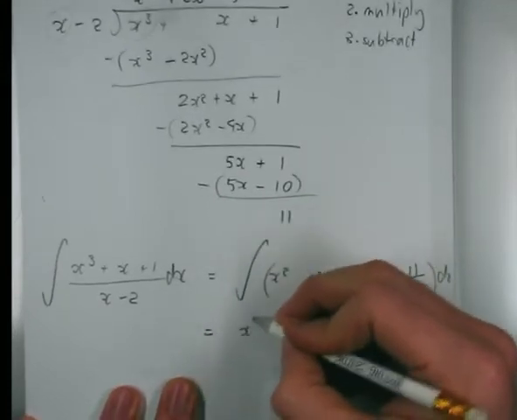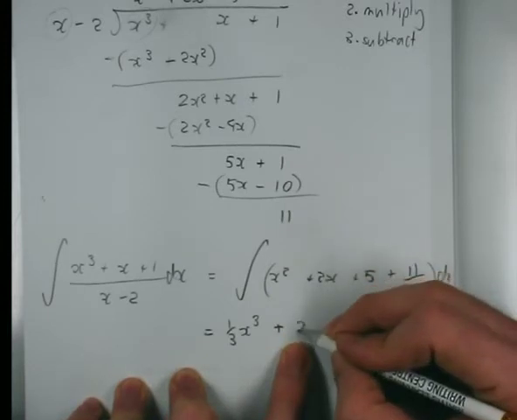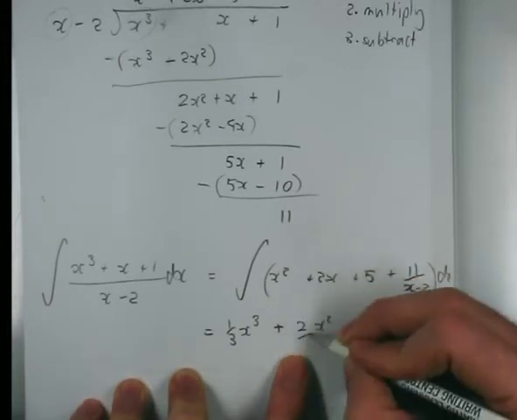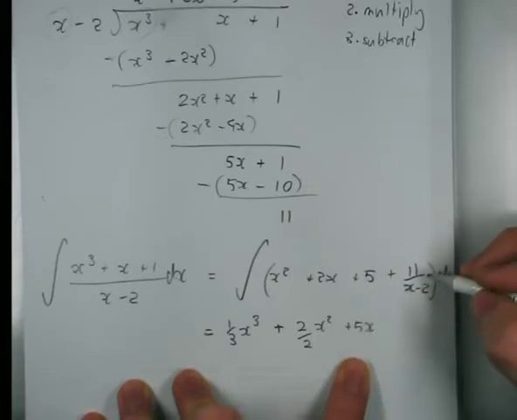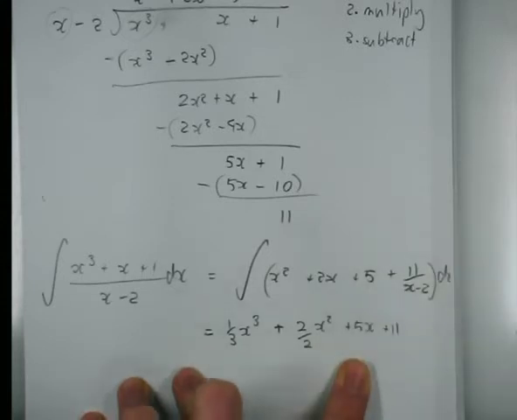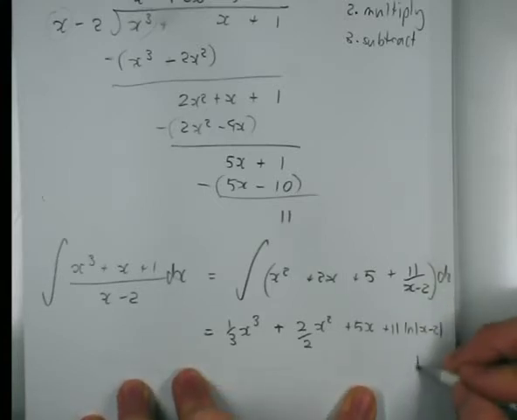X squared goes up to x cubed and I divide by the new power. 2x goes up to x squared and I divide by the new power. 5 goes up to 5x. And 11 over x minus 2, well, it will still have an 11. 1 over x would have given me ln x, but it's x minus 2, so it will be ln x minus 2. And I would have to divide by the constant derivative, which is 1 anyway, so it's all okay.